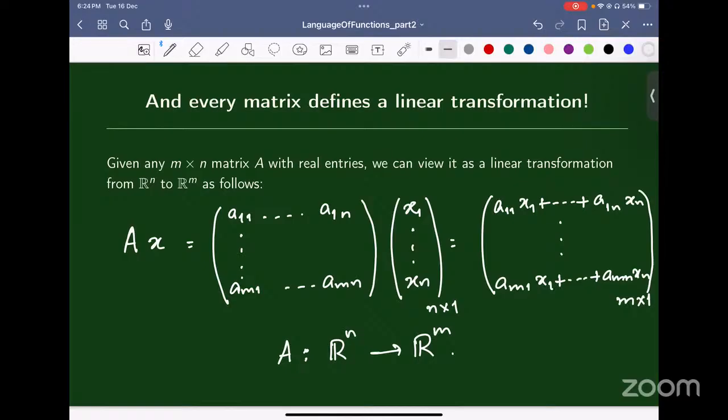We can check that A actually satisfies the properties required by a linear transformation, which means that A of x plus y is Ax plus Ay, and A of alpha x is alpha times Ax.